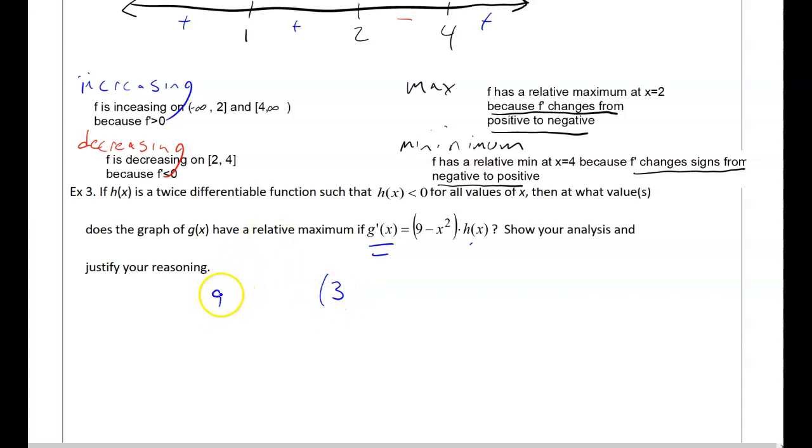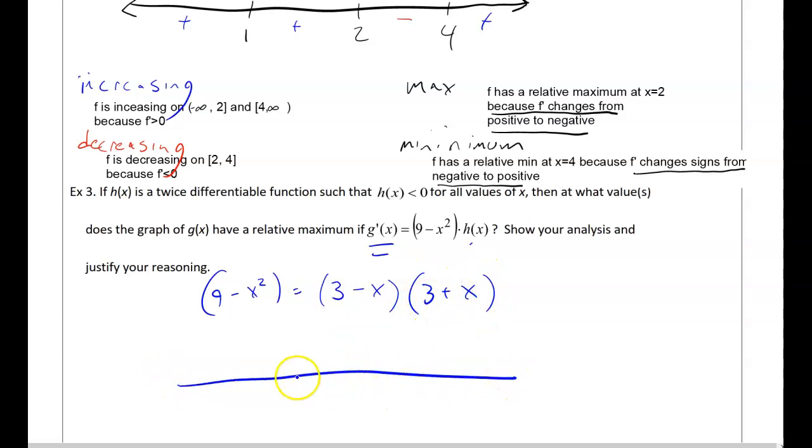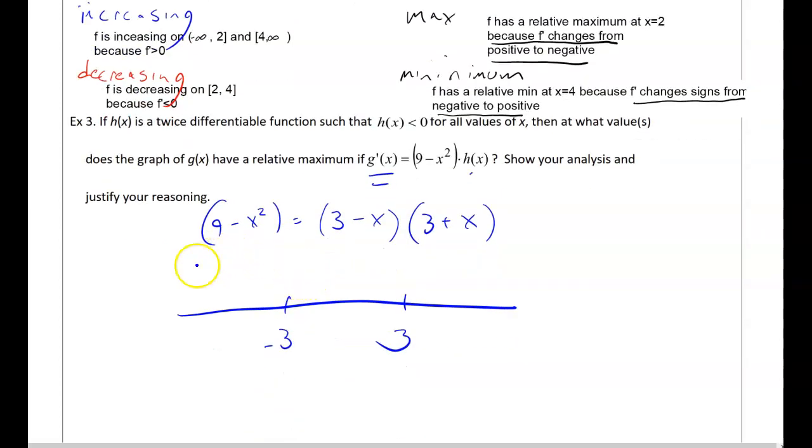Let's definitely worry about this little polynomial guy. So 9 minus x squared is equal to, by factoring, (3 minus x)(3 plus x). Again, we're going to make a sign chart for this. Obviously, my zeros are going to be -3 and 3. Go ahead and finish the sign chart on your own for just this polynomial to start.